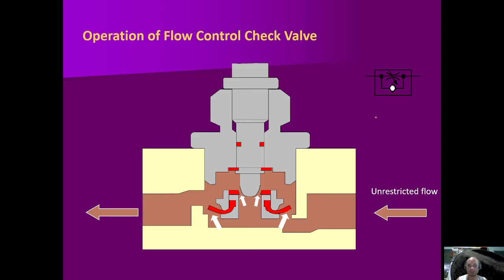Okay, so this one is this one. If we return the pressure, it will go through this check valve or non-return and then go back. Okay, so that's how you control the flow.